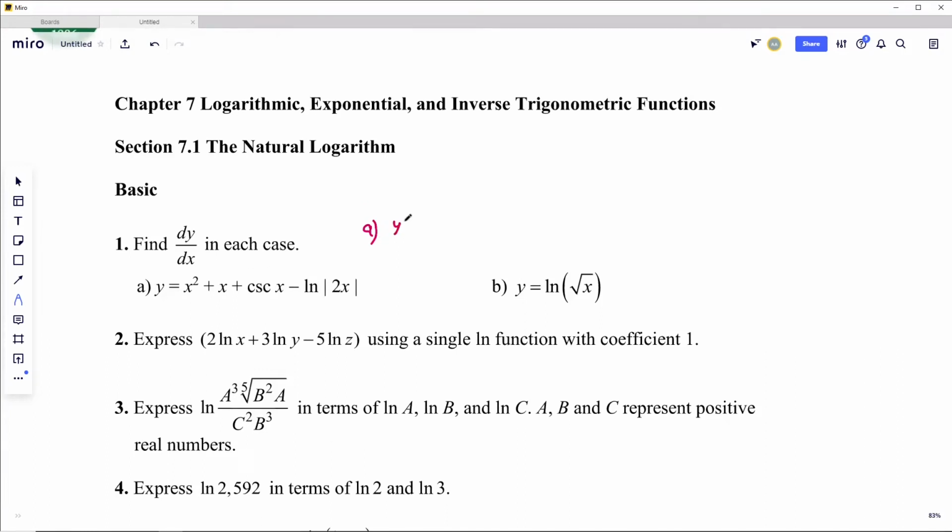So y prime is 2x plus 1 plus, let me remove the plus. The derivative of cosecant is minus cosecant cotan. Let me put the x's. Cotan x.